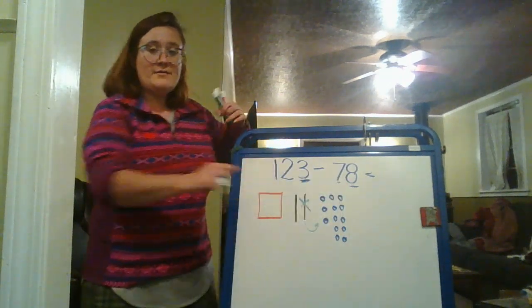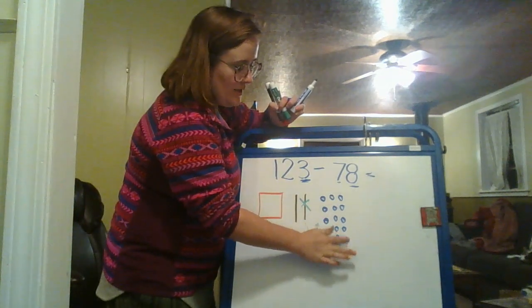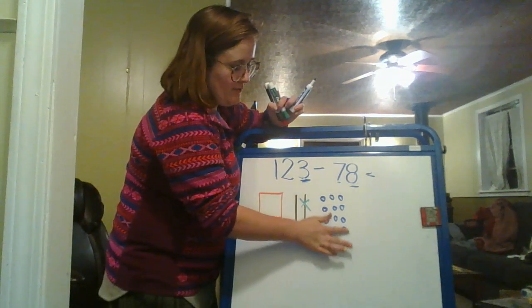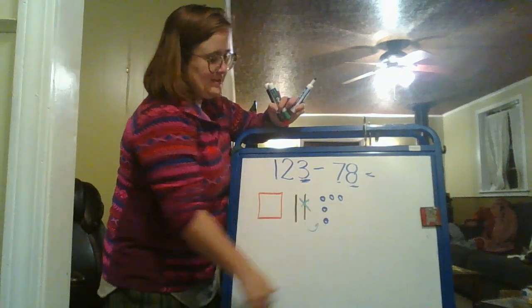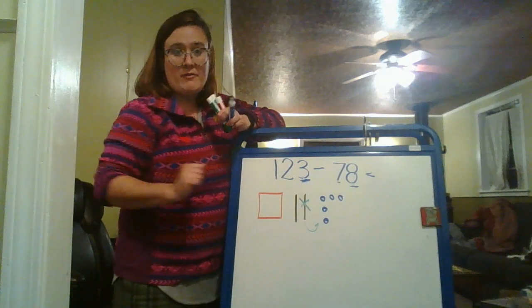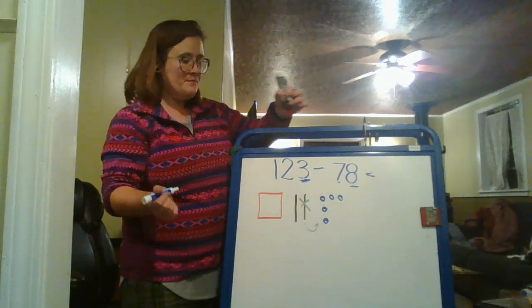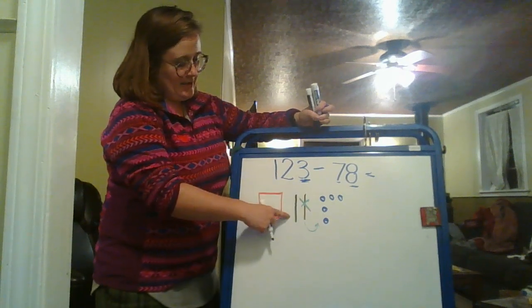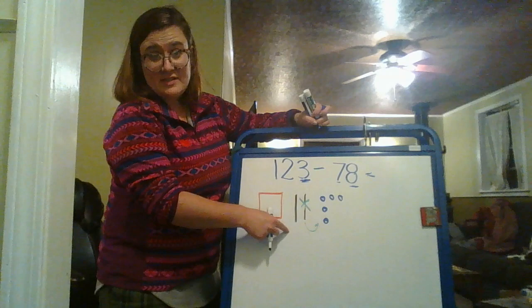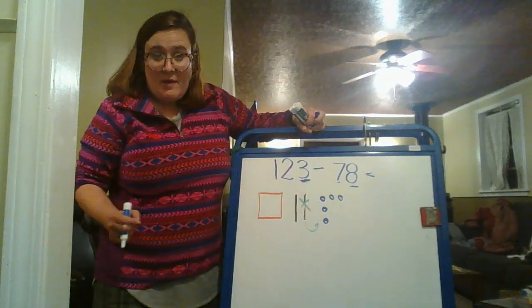Now look, can I erase 8 ones now? Absolutely. 1, 2, 3, 4, 5, 6, 7, 8. Okay, got 5 ones left. So far that goes with the answer we found, right? All right. I have 2 tens and now I have 1 ten, right? Because I regrouped. I want to take 7 away.